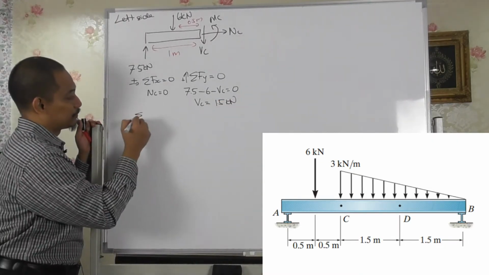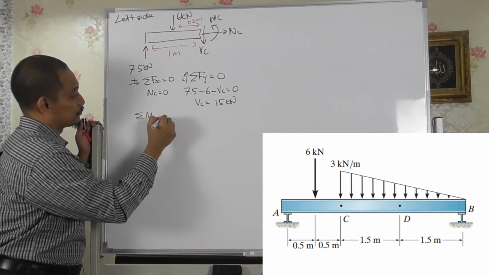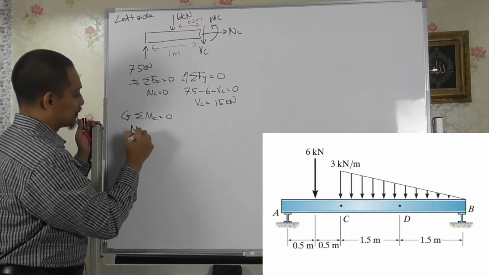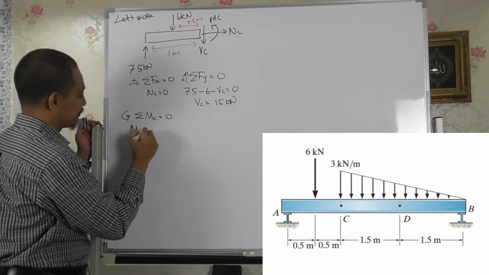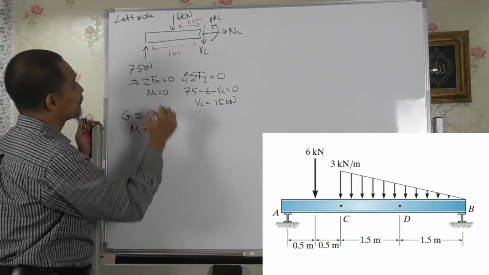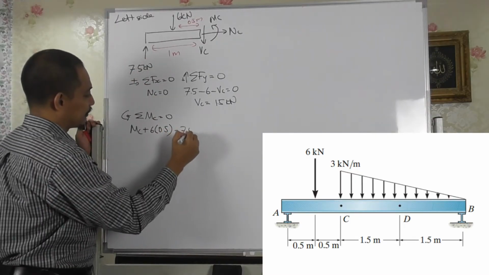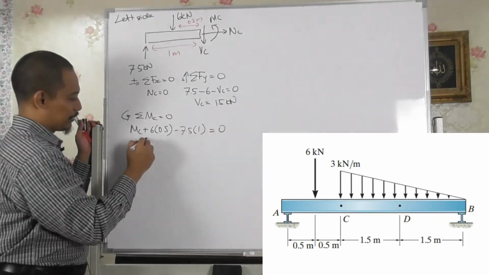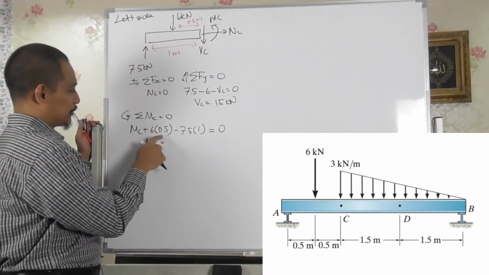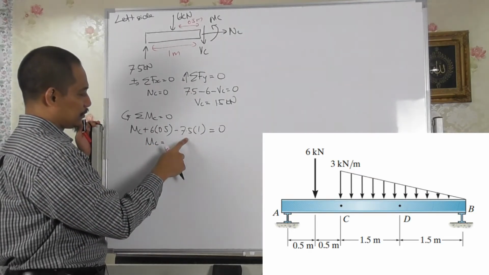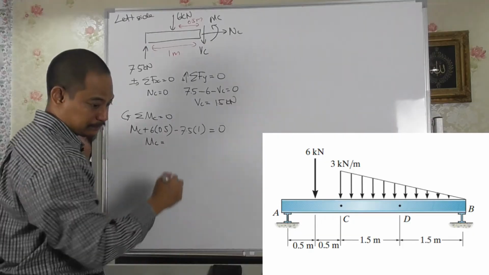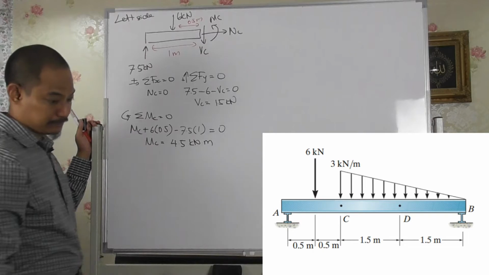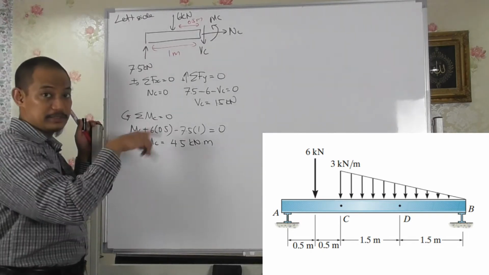And then if you do summation of moment about point C equal to 0, you take counterclockwise as positive, so you have MC, and then plus 6 times 0.5 minus 7.5 times 1 equal to 0. So you'll get MC equal to 4.5, right? 4.5 kilonewton meter. So that is the answer.